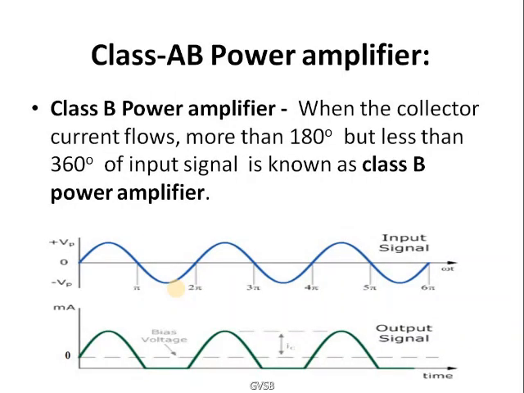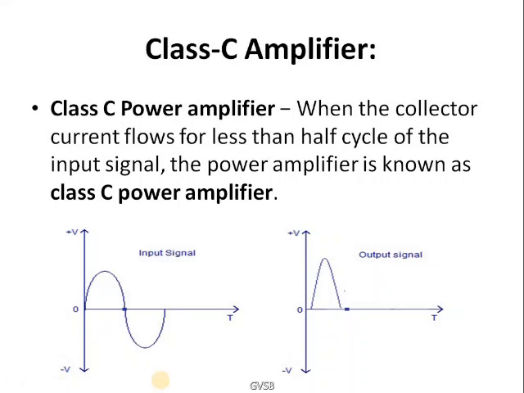So let us see the Class AB type of power amplifier. In this type of amplifier, the output current will flow for more than 180 degrees and less than 360 degrees, which means that from this graph, this is the input signal and this one is the output signal. In the output signal, we can observe that it is providing more than 180 degrees and less than 360 degrees of the input cycle. Okay, let us move to the Class C type of power amplifier.